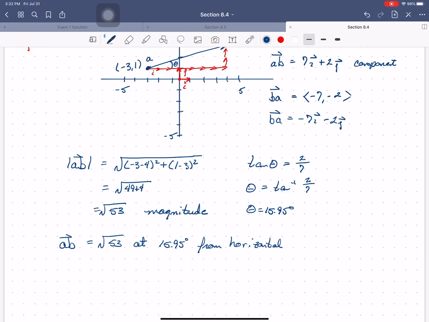Okay. So you've kind of got the basics of vector notation and what a vector means. We're going to come back in the next video and talk about what it means to add two vectors together. But before we do that, let's talk about going backwards.